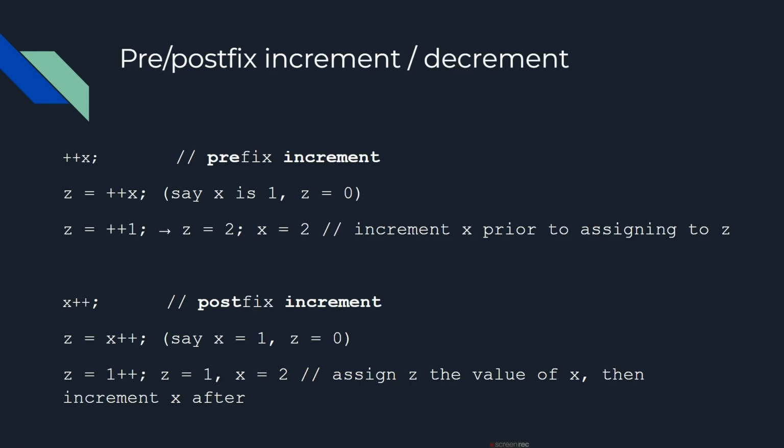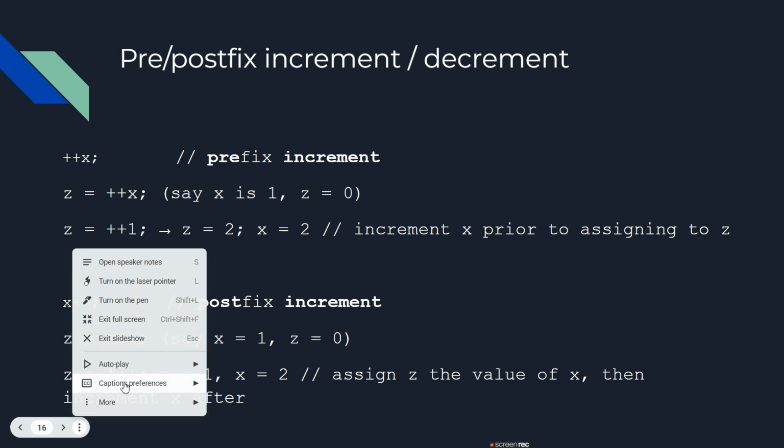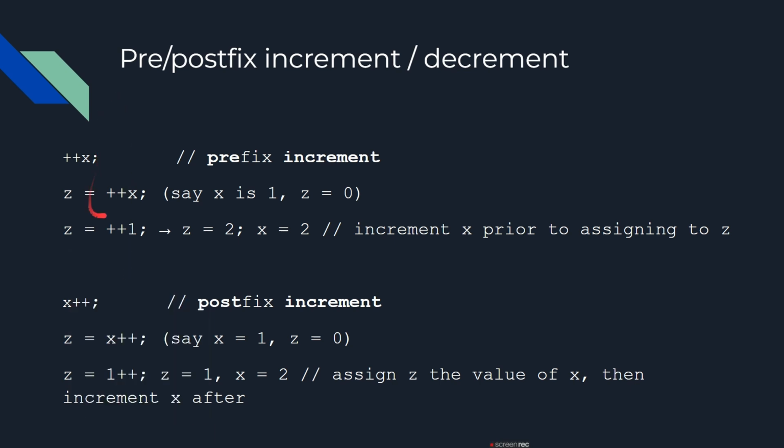Now, before I jump into the exercise, we're going to do a little recap on our pre/postfix increment/decrement operators, as the following exercises will heavily consist of these operators. So once again, our prefix increment, an example is plus plus x, and what this will do is increment x prior to assigning to z. An example here is z is equal to plus plus x.